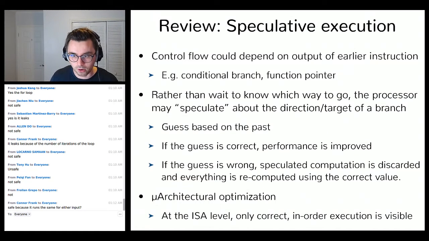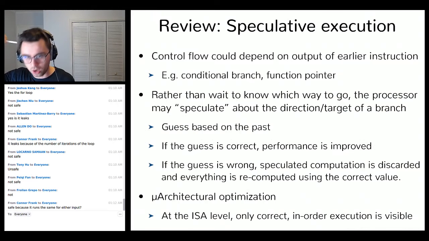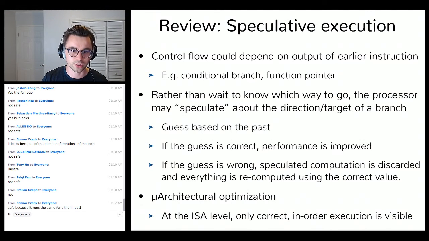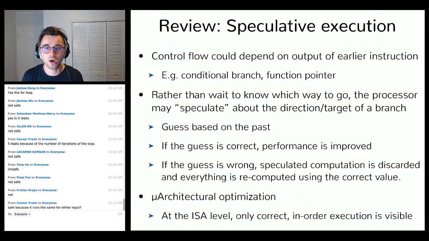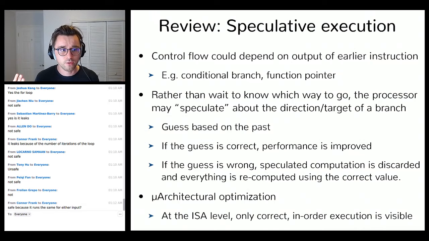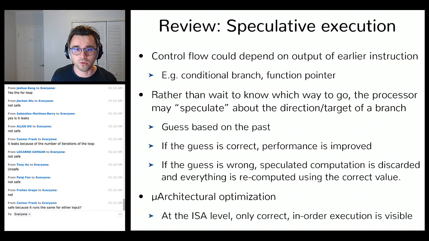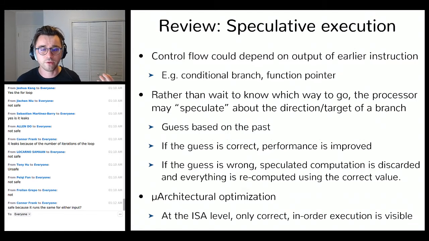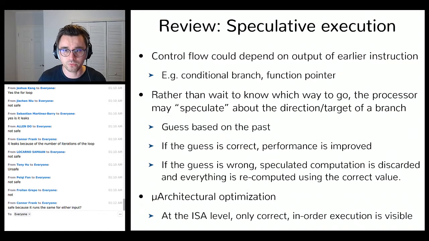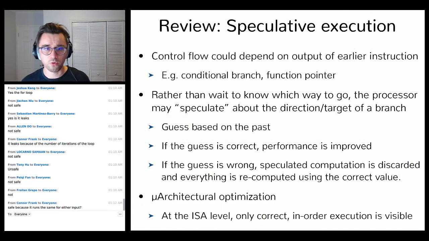Okay. Now, the interesting bit that is at the heart of Spectre is speculative execution. Our modern processors are out of order, pipelined, and speculative. Sometimes control flow depends on the output of an earlier instruction. For example, when we get to a conditional branch, whether we go left or right depends on previous instructions. You've seen indirect jumps, calls through function pointers. We have to resolve what that thing actually points to before we jump to it.